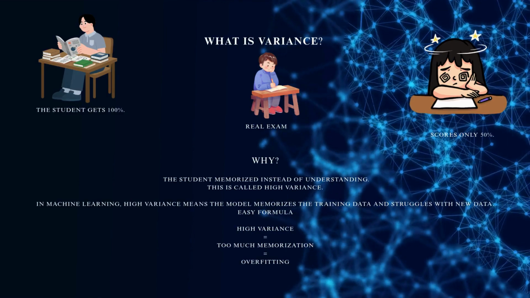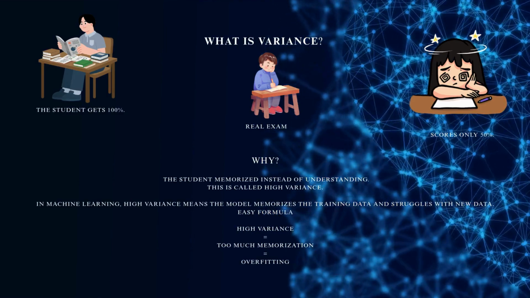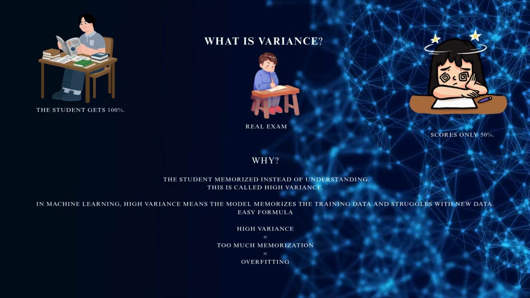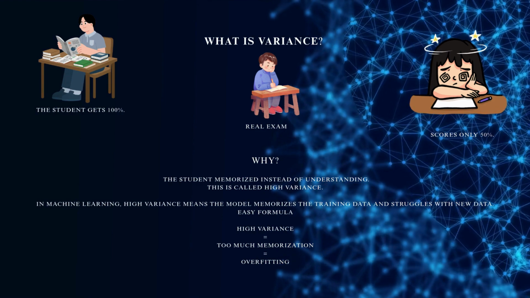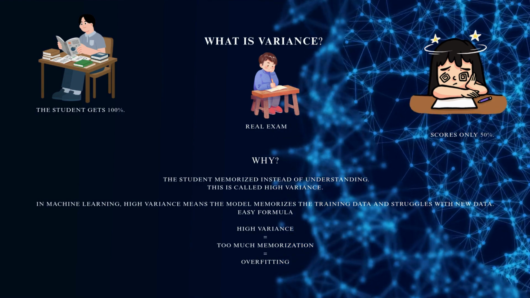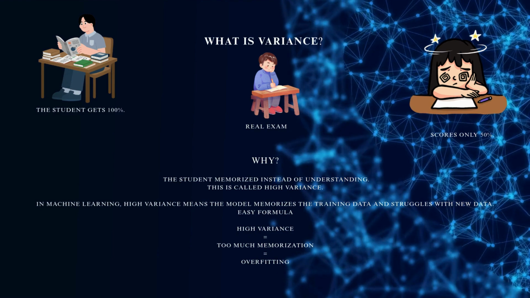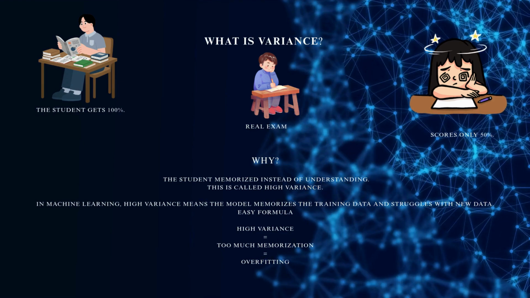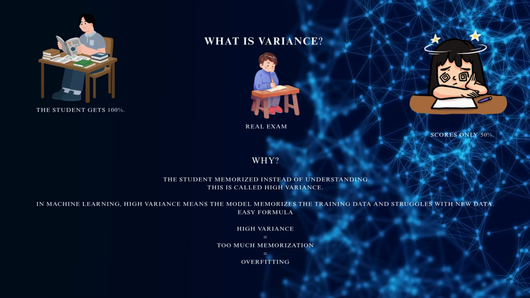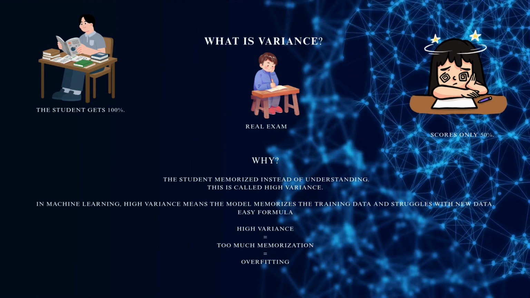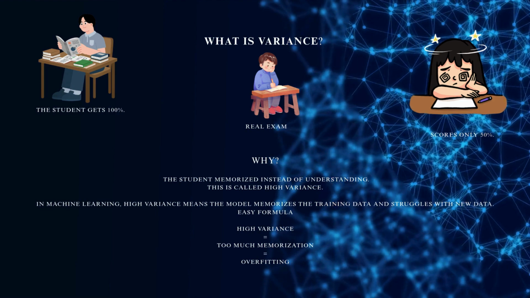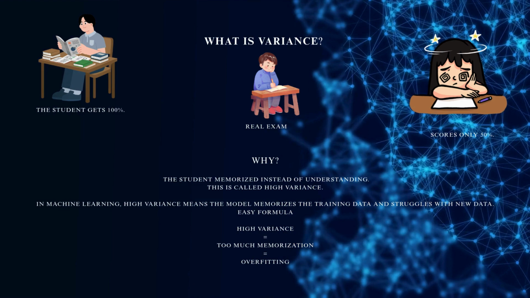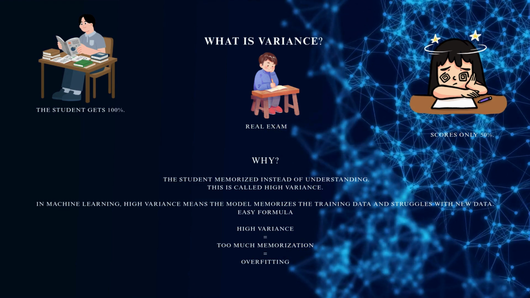What is variance? Now imagine another student. This student memorizes every answer from last year's question paper. In the practice test, the student gets 100%. But in the real exam, the questions change slightly. The student gets confused and scores only 50%. Why? Because the student memorized instead of understanding. This is called high variance. In machine learning, high variance means the model memorizes the training data and struggles with new data. Easy formula: high variance equals too much memorization equals overfitting.